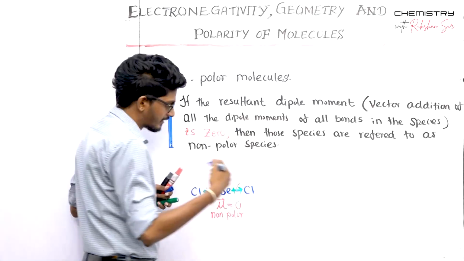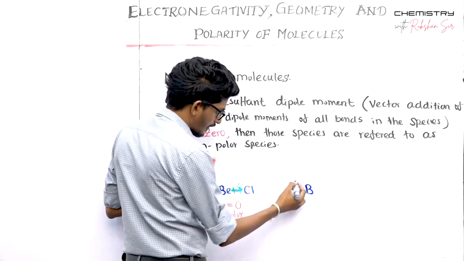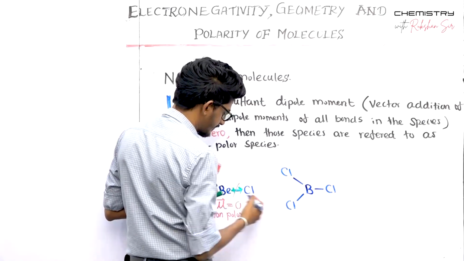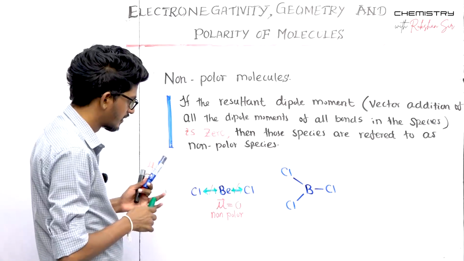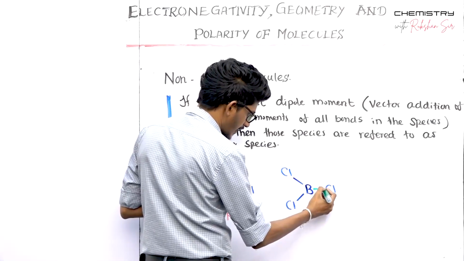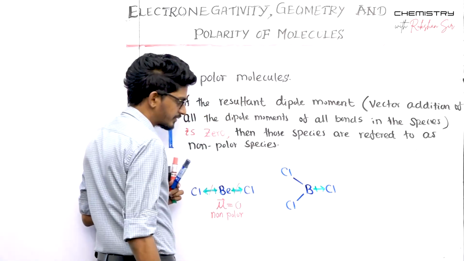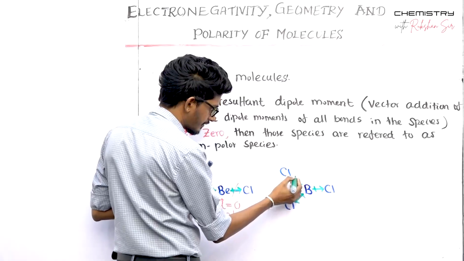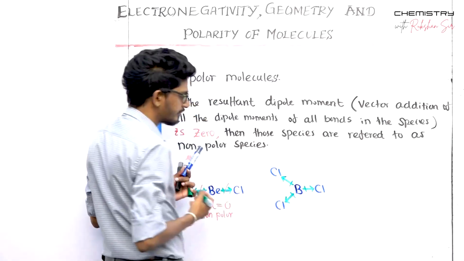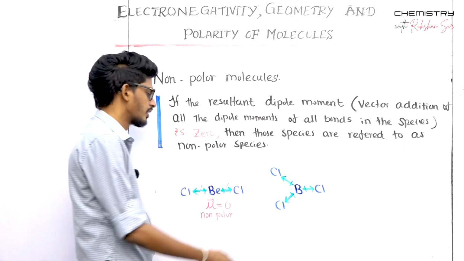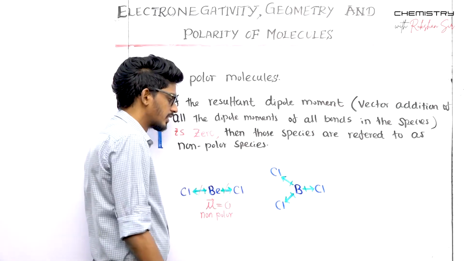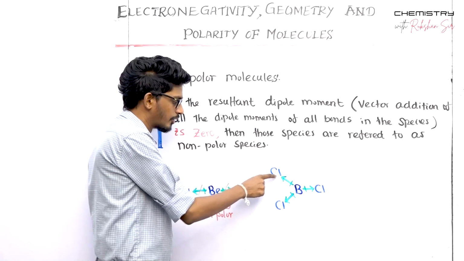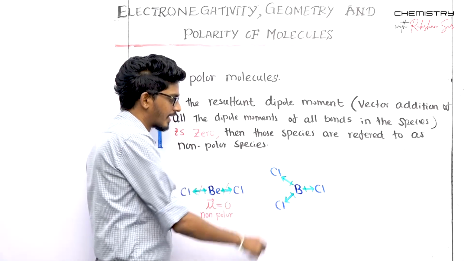So another example: boron chloride. See, again, the electrons are attracted towards the more negative atom, fluorine. Here also we can denote the dipole moment like this. Electrons are going towards the fluorine, so this is the positive terminal and this is the negative terminal. The negative atom gets the negative terminal, the arrow head. The positive atom gets the positive terminal, the arrow tail.